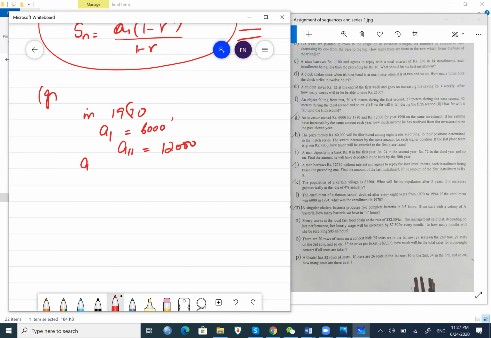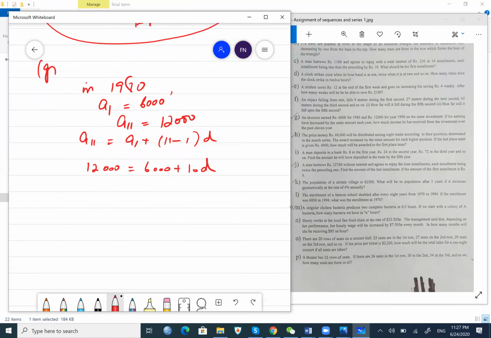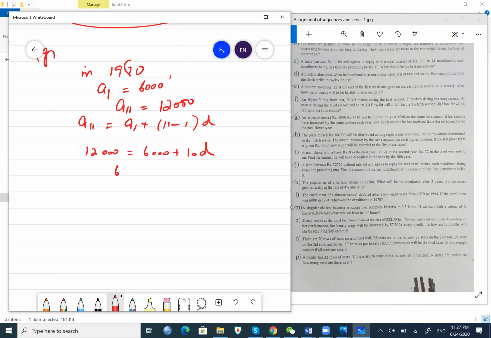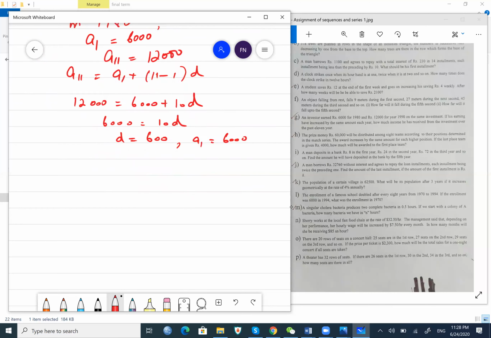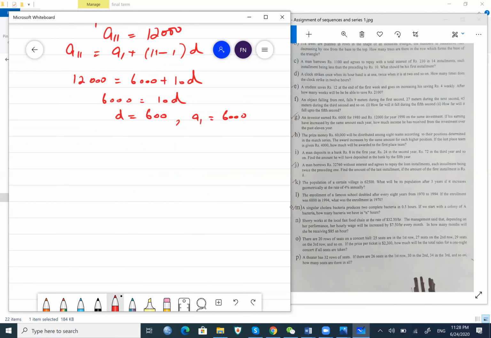So A11 equals A1 plus 11 minus 1 times D. A11 is 12,000. A1 is 6,000 plus 10D. So it is 6,000 equals 10D. So D is 600. A1 is 6,000. So how much amount will he earn over 11 years?